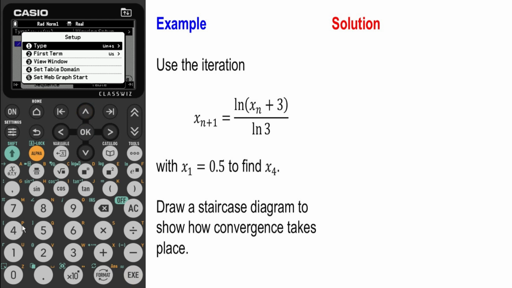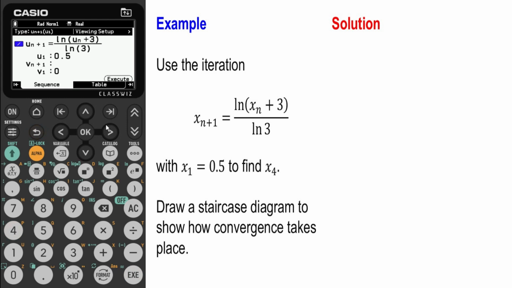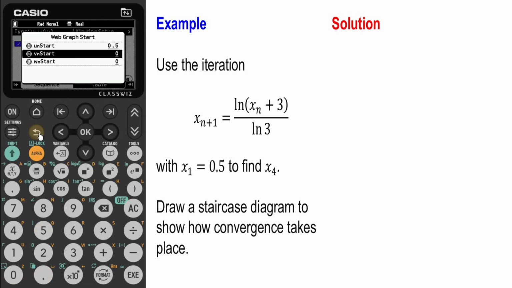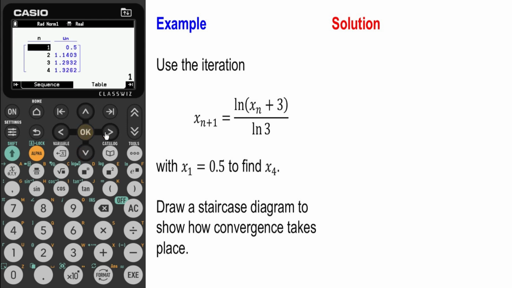If we go to viewing setup, the fourth option for set table domain, we start at u_1, we finish at u_4, and if we go back to the viewing setup, and then the fifth option for set web graph start, u_n will start at 0.5, which matches with our initial value of u. Let's now execute.